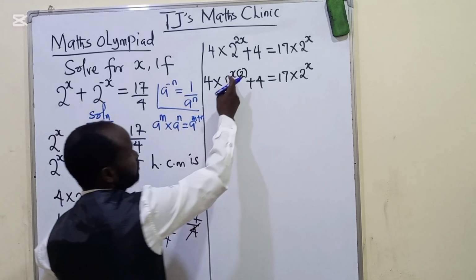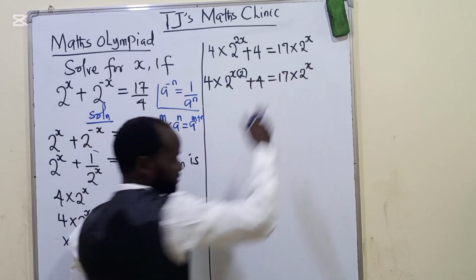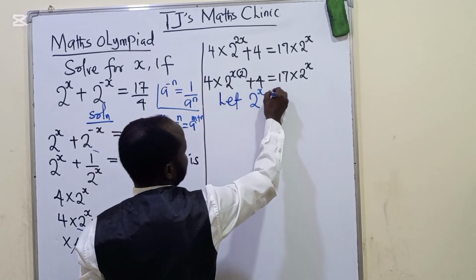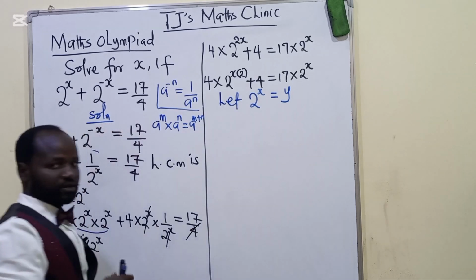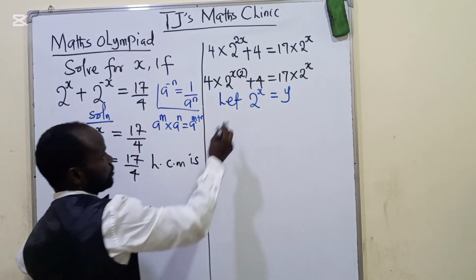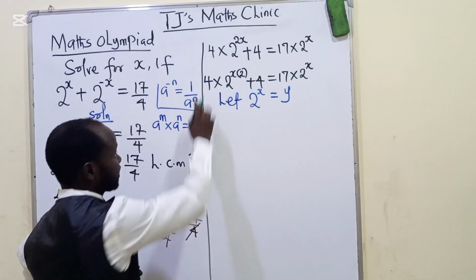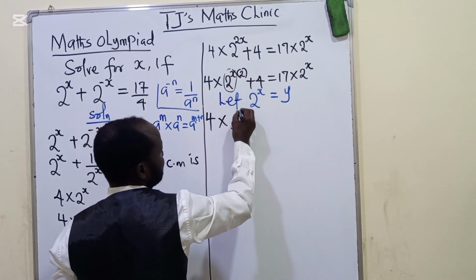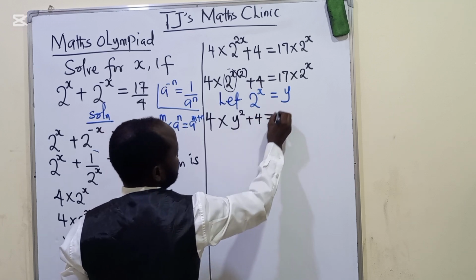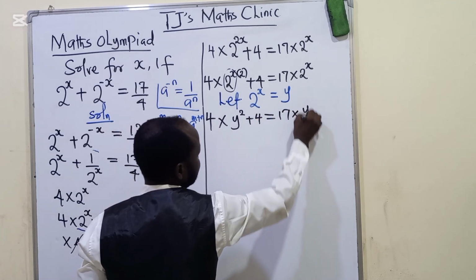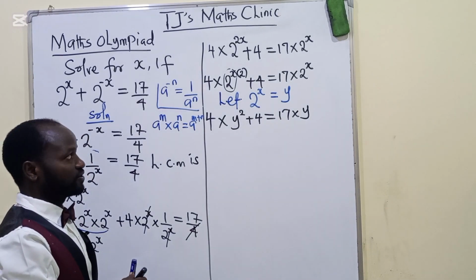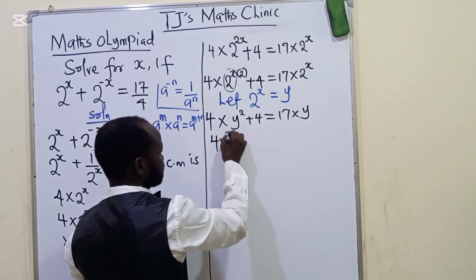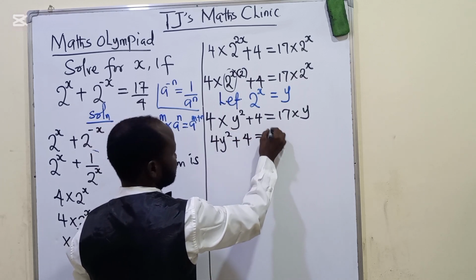At this point, we have 2 power x on the left, 2 power x on the right. I can say let 2 power x be equal to y. Very important. So anywhere I see 2 power x, I will replace it with y. So this will be 4 times y squared, plus 4, equals 17 times y. So 4 times y squared, that's 4y squared, plus 4 equals 17y.